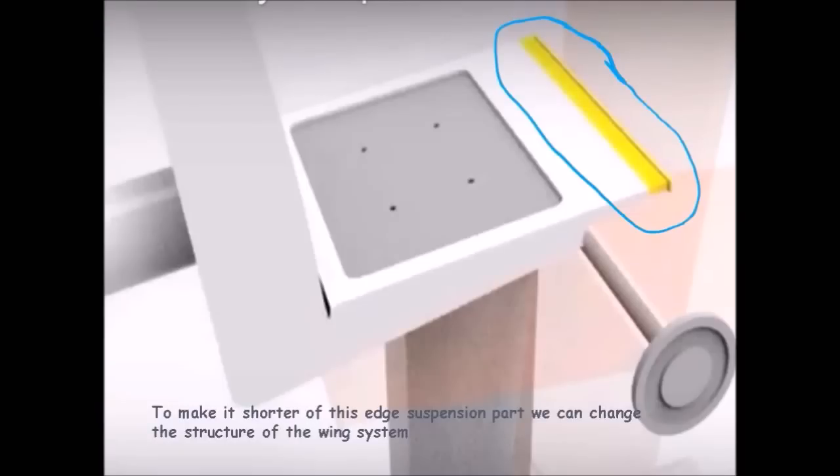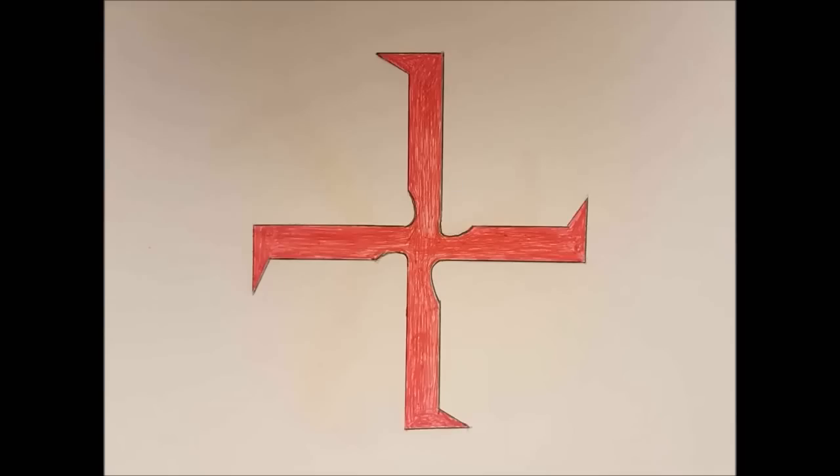On this slide, the yellow suspension part that we see could either be cut off or made shorter if we change the structure of the wing system. On my engine, I changed the wing structure. You can see from the slide, the presentation is the side view. Note that the inward curving is closer to the axis and asymmetrical.